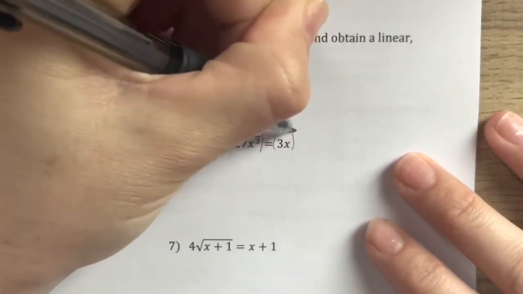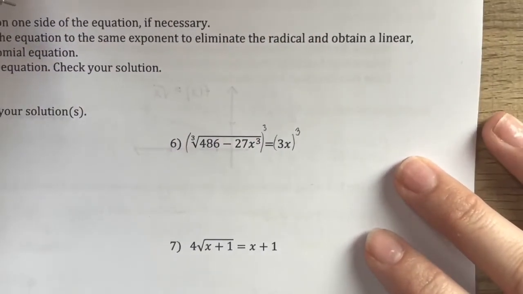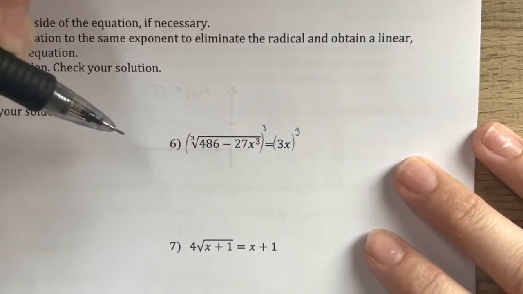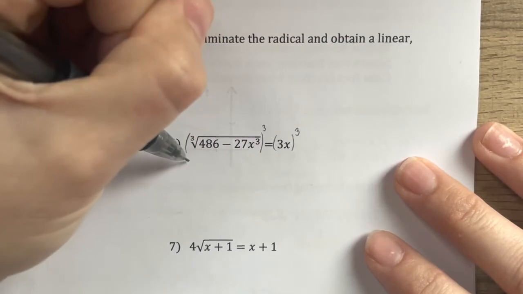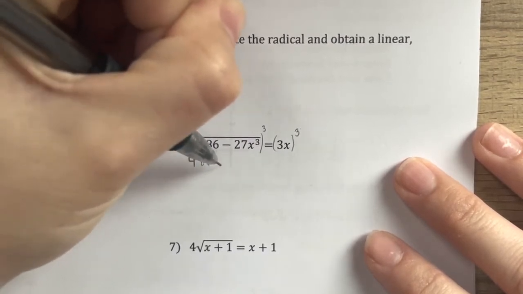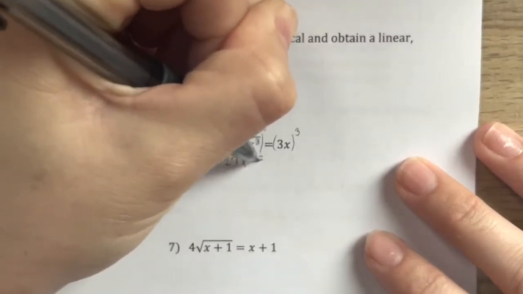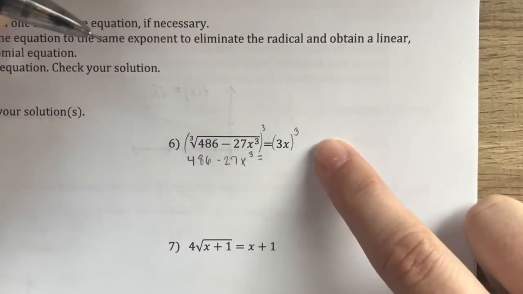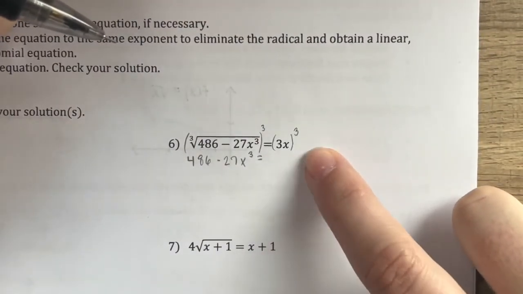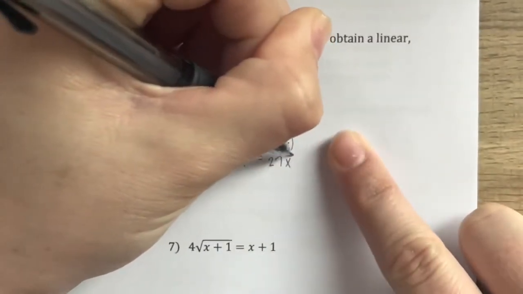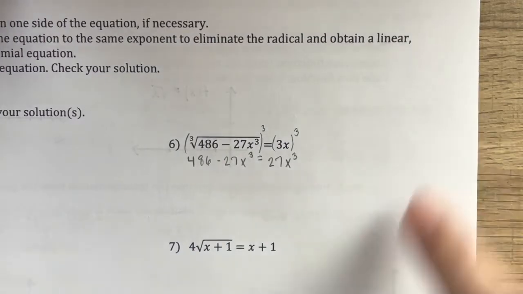The 3x needs to go in parentheses because both the 3 and the x will be raised to the third power. So the third power cancels out the cubed root radical. On the left side, I'm just left with 486 minus 27x cubed. And 3x cubed means that the 3 is being cubed and the x is being cubed. So 3 cubed is 27, and then x cubed.